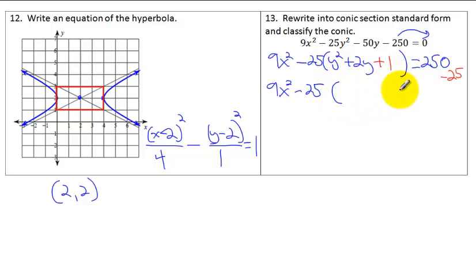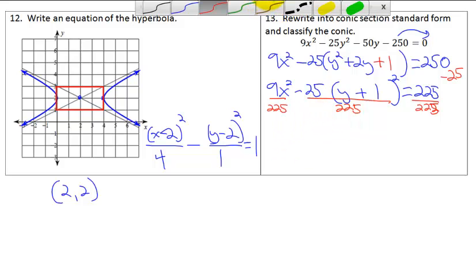Now this is a perfect square, so we can call this a quantity squared. And what's inside here? Y plus half of b. Half of b is a 1. And then this is going to be 250 minus 25. That's 225. All right, our next step is to make sure that this thing equals 1. So I need to divide every term by 225. Oops, that's supposed to be a 5. Divide by 225.